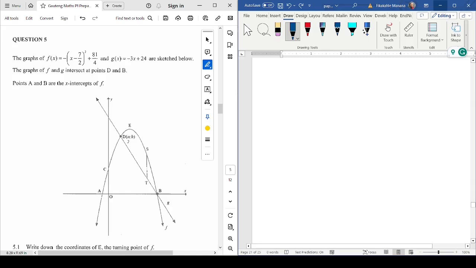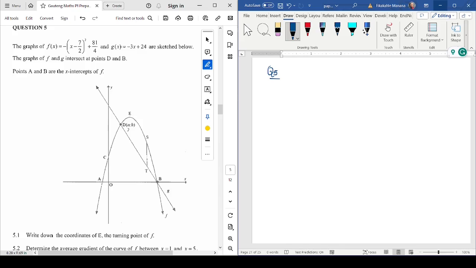Right, now we're going to have a look at question 5, our functions. We have the graph of f of x, which is a sad face parabola, and g of x, which is a straight line that has a negative gradient. Those are sketched below. The graphs of f and g intersect at points D and B. At points D and B, the two functions have the same x and y coordinates. And points A and B are the x-intercepts of f.